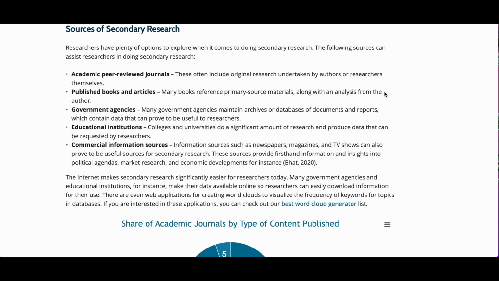So good areas for secondary research, obviously academic and peer-reviewed journals. We're going to talk about those when we talk about both the databases and Google Scholar, published books and articles.